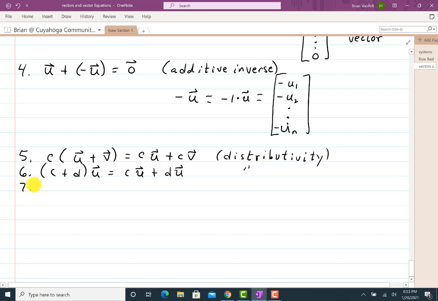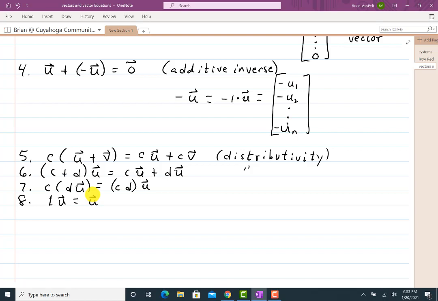Then we have number 7. If I take a real number times du, where d is also a real number, I could instead do cd first and then multiply that to the vector u. So that's a form of associativity. And then this one shouldn't really need to be written, but it is. If I take 1 times u, I'll get u. Because all you're going to do is multiply every component by 1, and that doesn't change anything.